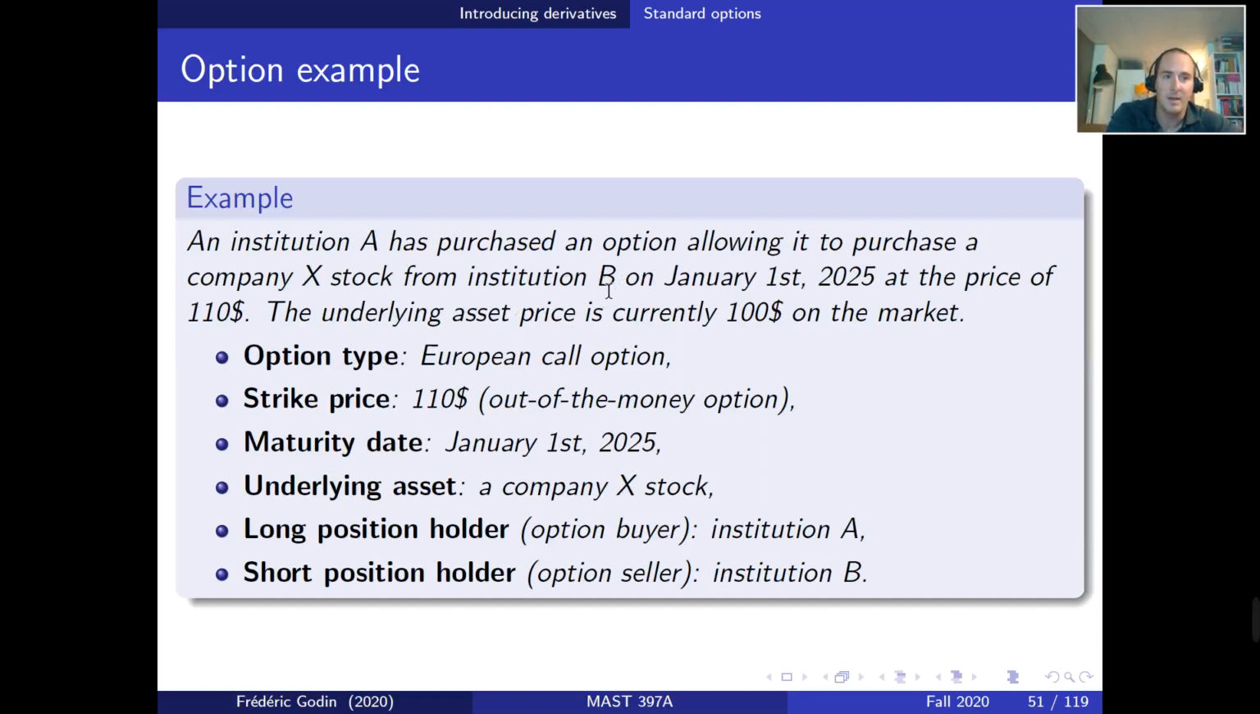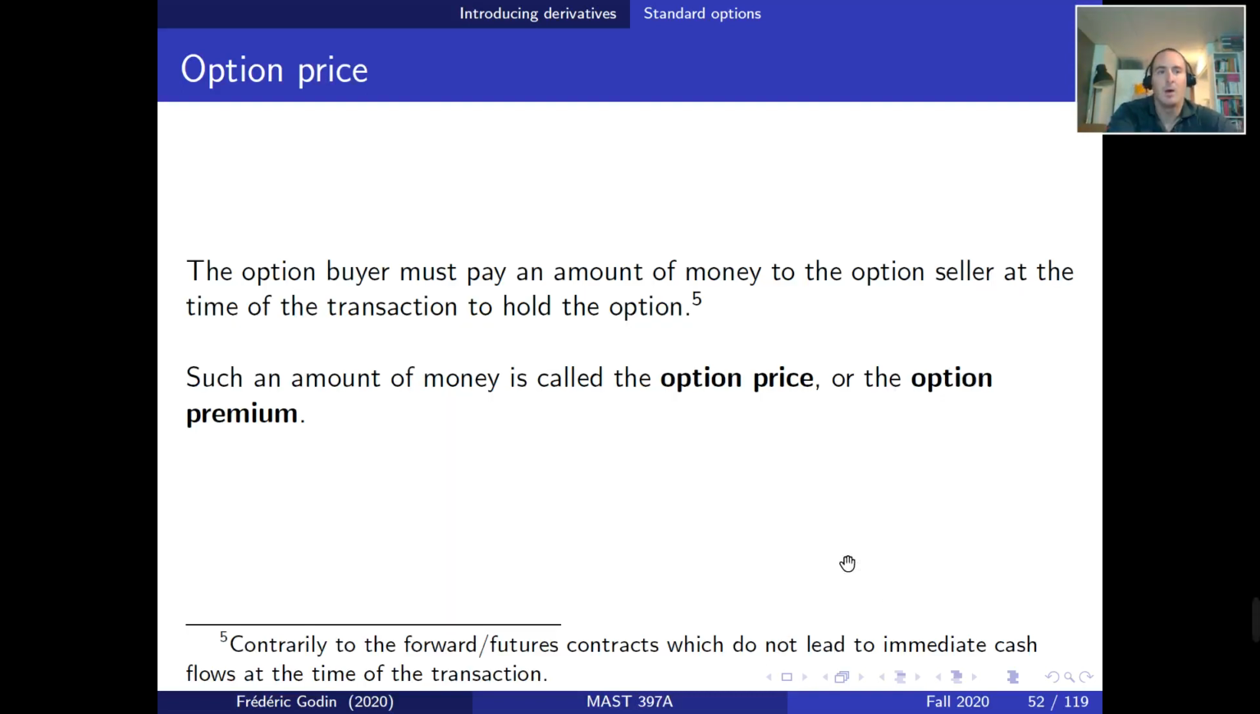Okay, so this decision is made by institution A, so institution B, which decides nothing, is said to be the short position or the seller of the option. Okay, so when you buy an option, you have a right to decide whether or not some exchange of assets will be made. So whether or not you give or sell some underlying asset and receive or give the strike price.